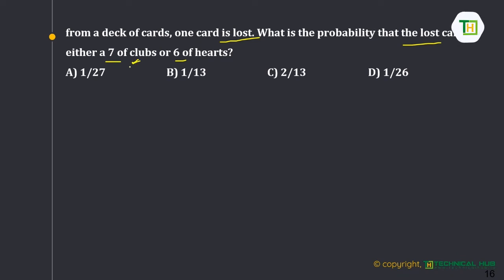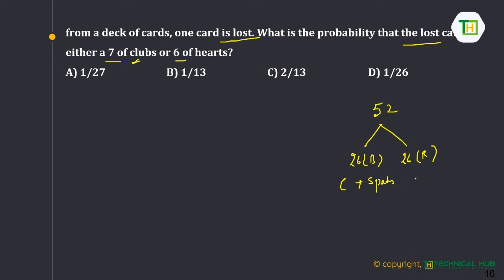From a deck of cards, one card is lost. It is nothing but one card is drawn. They're asking what is the probability that the card is either a 7 of clubs or 6 of hearts. Yeah. So you know that a total of 52 cards are there. Out of 52, 26 are black and 26 are red. In black, clubs and spades will be there.